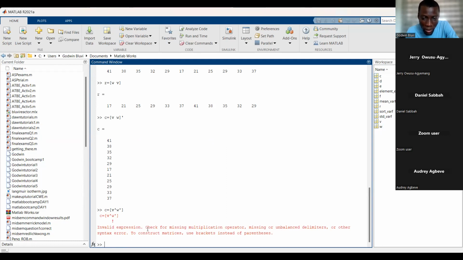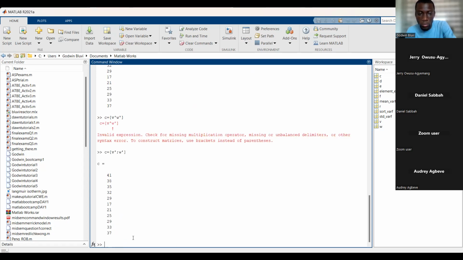Hold on, invalid expression. You have to use a semicolon. Yes, the semicolon. I have to use the semicolon. So V. Perfect.